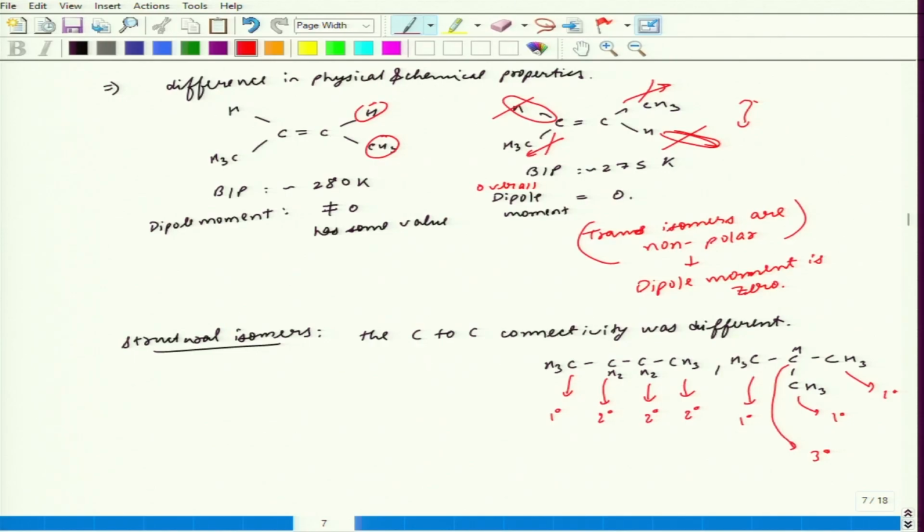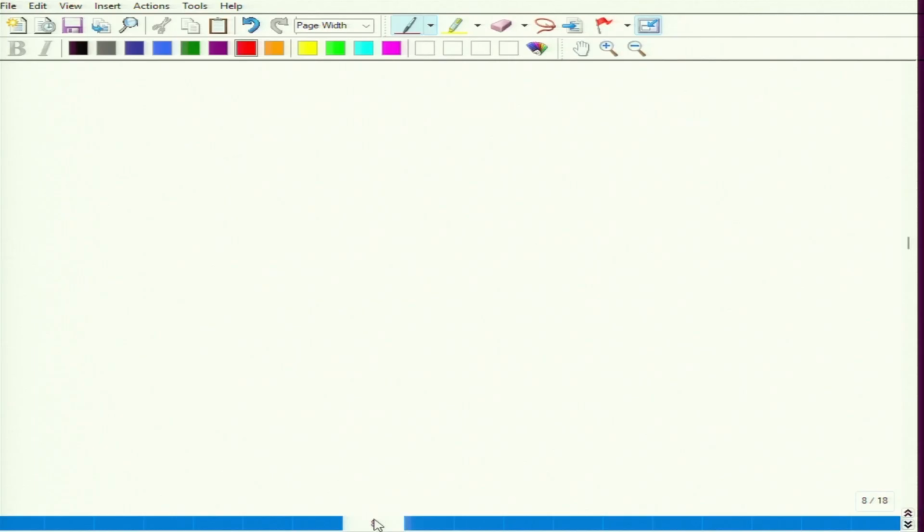But in geometrical isomerism, we haven't done any such thing. In geometrical isomerism, we haven't changed the bond to bond connectivity. In structural isomers, the bond to bond connectivity is different.